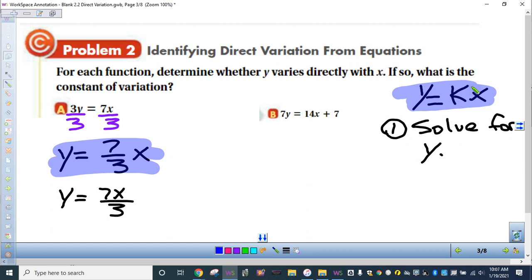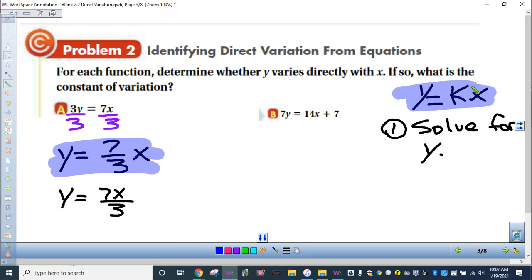So, do the two purple highlights look just like one another? Yeah, they sure do, right? It doesn't matter if this k is a fraction or a decimal, just if there's nothing extra after the x, that's what makes it a direct variation.